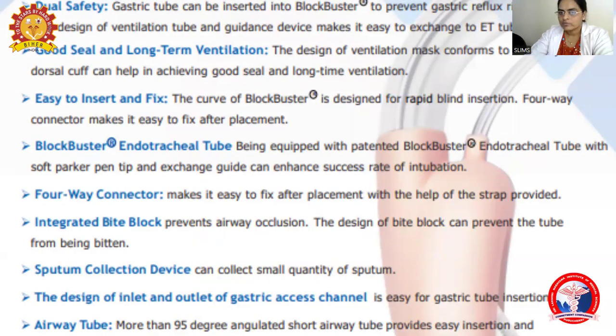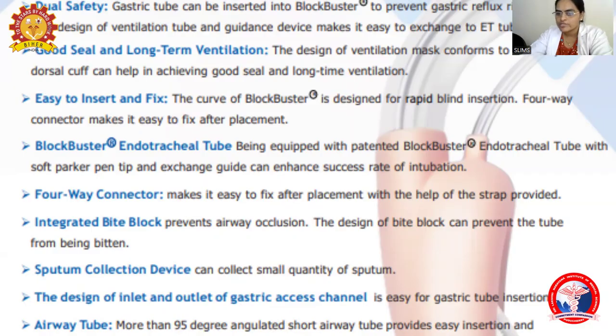These are some of the user benefits you can see. There will be a good seal and long-term ventilation. The design of the ventilation mask conforms to the dorsal cuff and can help in achieving a good seal and long-term ventilation. Easy to insert and fix. The curve of the tube is designed for rapid blind insertion. The four-way connector makes it easy to fix after placement with the help of the strap provided.